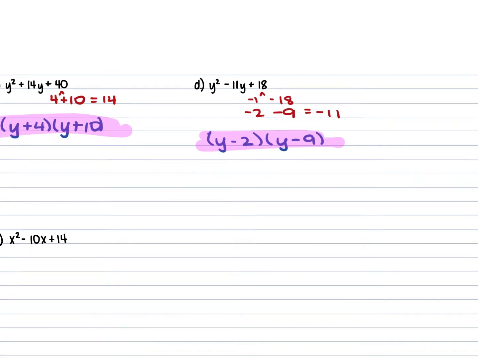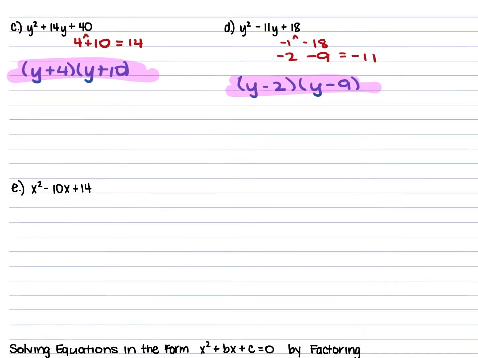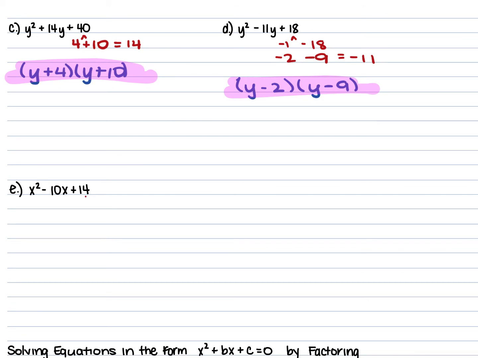For example E, we have x squared minus 10x plus 14. Your factors of 14 that add up to be negative 10, they're both going to have to be negatives. We would have negative 1 and negative 14, negative 2 and negative 7. Those are the only factors of 14 that are both negatives that could possibly add up to negative 10. If you combine these, neither set of these add up to be a negative 10. So this cannot be factored. You label it as prime.